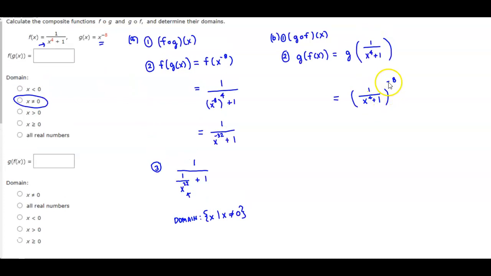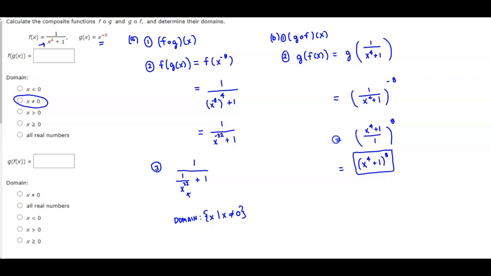So now if we go back to our exponent rules, if a fraction is being raised to a negative exponent and we want to make this a positive 8, then we take the reciprocal of what's inside. So now this becomes x to the fourth plus 1 over 1. And so therefore this becomes x to the fourth plus 1 to the 8th power. So that represents our answer.